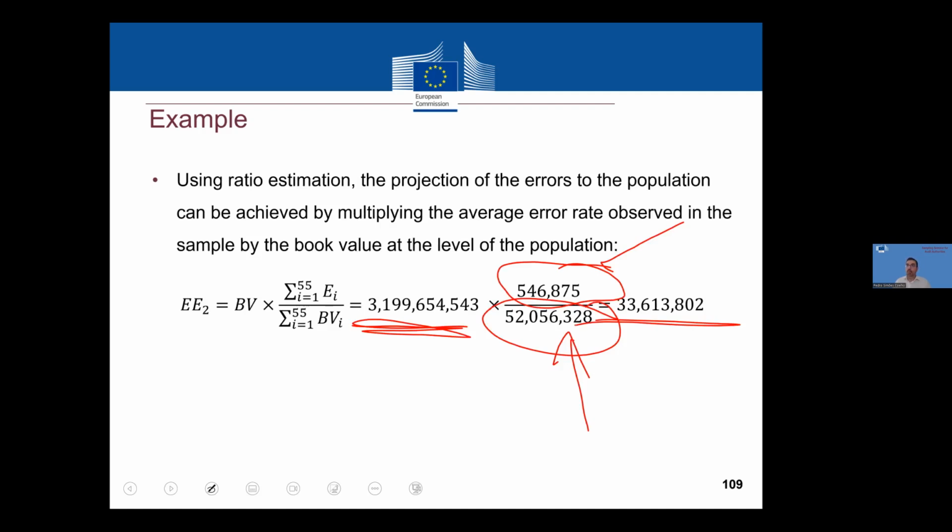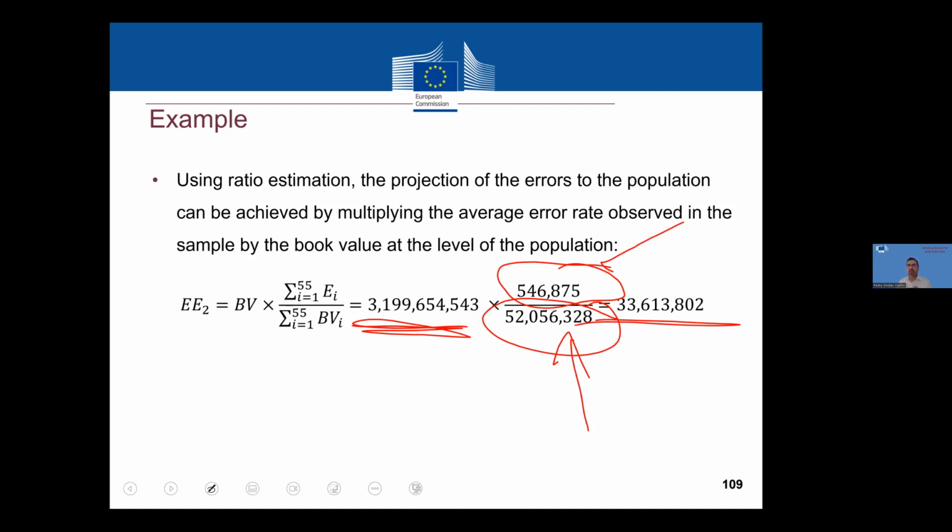Now, is it the same value as for mean per unit estimation? No. Would we expect to have the same value? Of course not. We have two estimation methods. We expect them to produce different results. Which is the best one? I don't know yet. Either I have to apply that condition that I showed you, or I have to calculate precision for both methods, and at the end of the day, choose the one that has better precision.